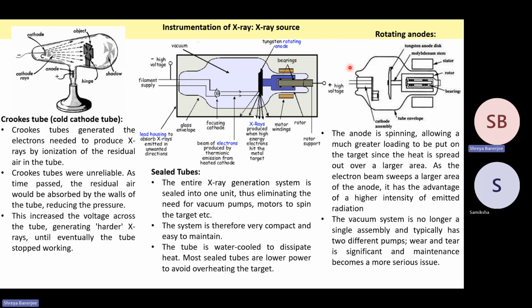And another improvement that happened is where rotating anodes were introduced. So the anode, instead of being stationary, rotated. What happened is that it allowed the heat to be spread out evenly over a large area. And also the electron beam, instead of being focused on one area of the anode, can sweep a larger area of the anode because it is rotating. So these are basically the same instrument with small improvements and modifications.